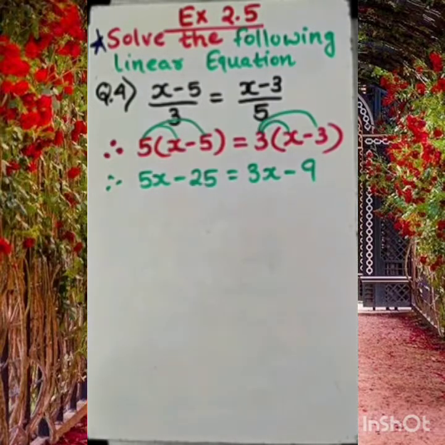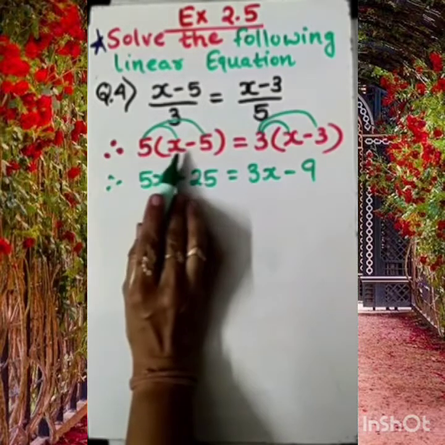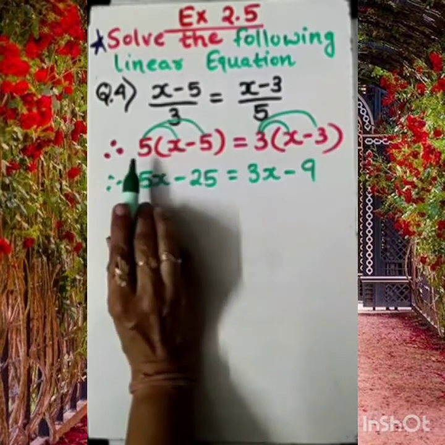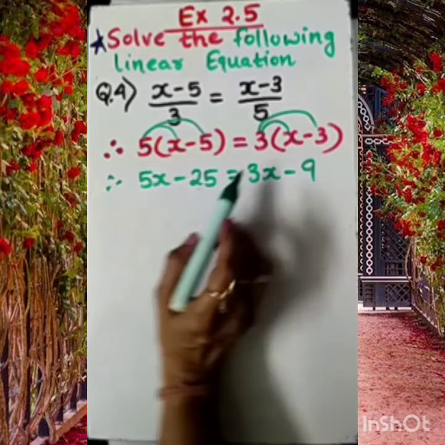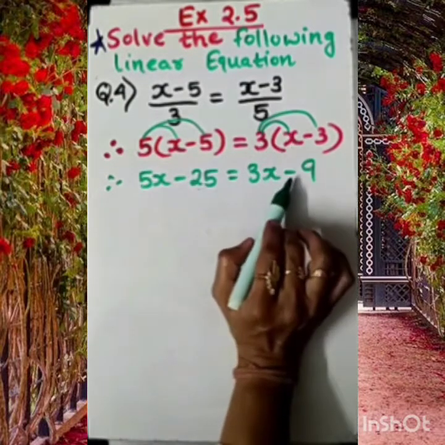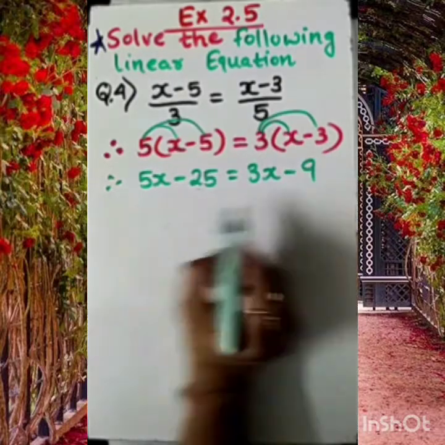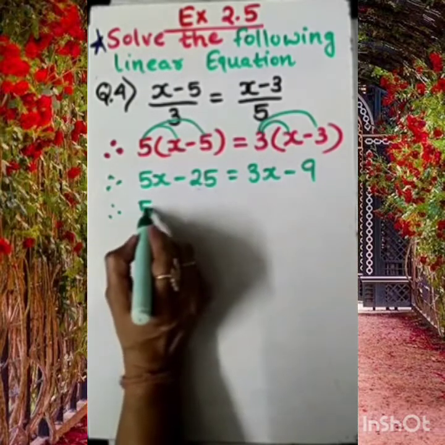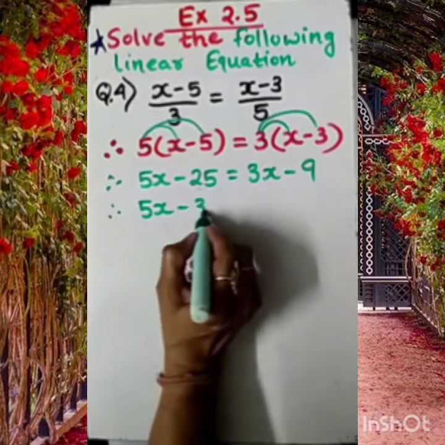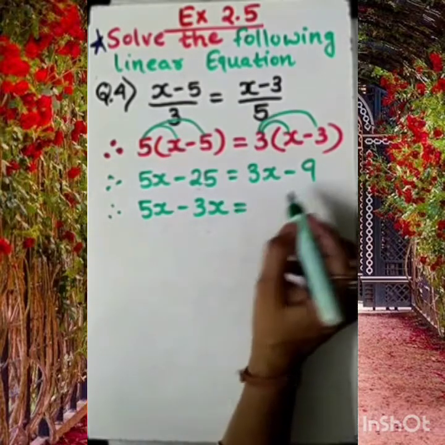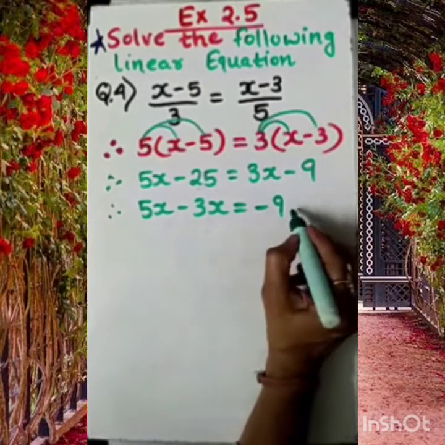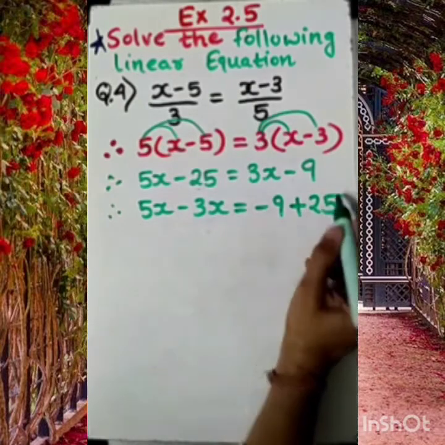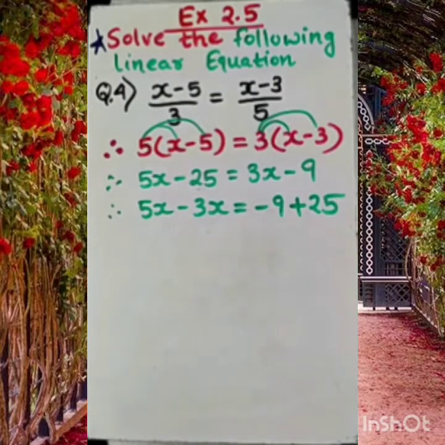Once again I am explaining this term. 5 into x is 5x minus 5 5s are 25. 3 into x is 3x minus 3 3s are 9. Let me bring this 3x to the left side, so it becomes minus 3x. Minus 9 is already there. This minus 25 becomes plus 25 on this side.